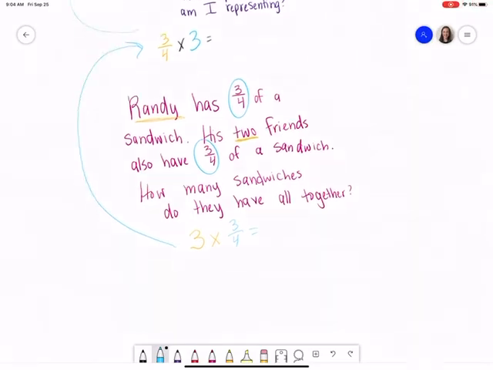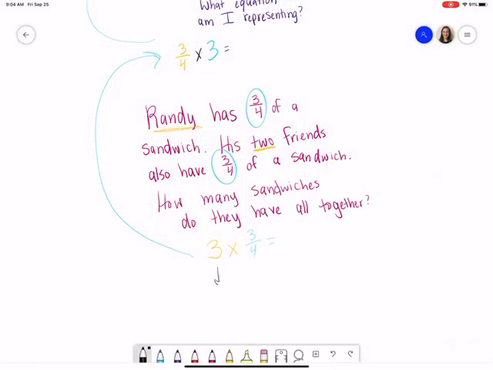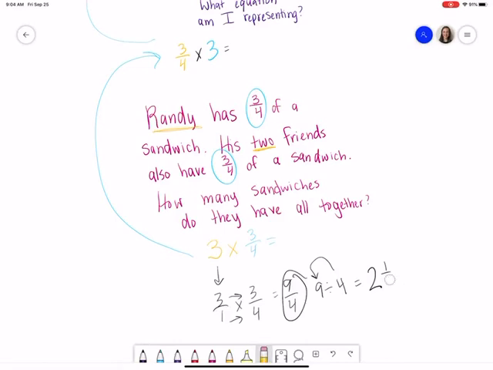So there's my equation. If I were to solve this out, I would figure out that 3 times 3 is 9. 1 times 4 is 4. So they have 9/4 of a sandwich, which 4 goes into 9 how many times? It goes in 2 full times, because 4 times 2 is 8, with only 1 left over. Oops, excuse me, 1/4. Remember, our 4 stays on the bottom as a denominator. Okay, so 2 1/4 sandwiches together.